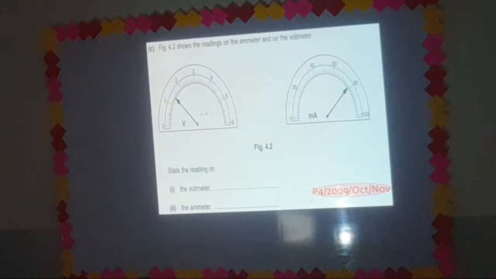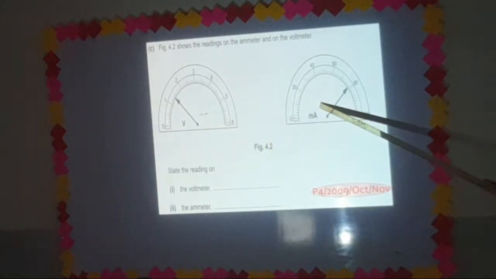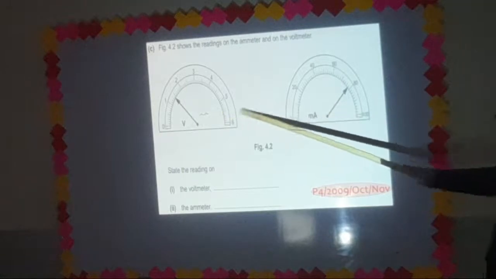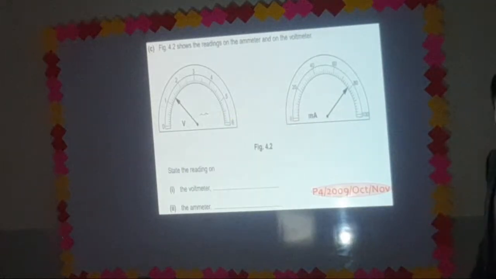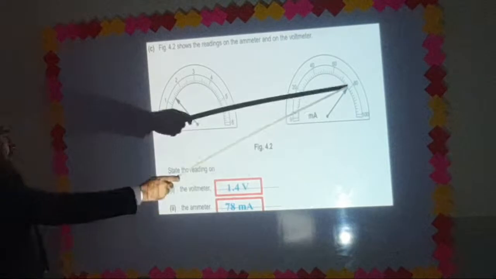So, this is a voltmeter, this is an ammeter. We have to write down the readings. Can you have a look and predict the readings? You have to solve the question P4, 2009, October, November. So the readings are 1.4 volt here and 78 milliampere here.